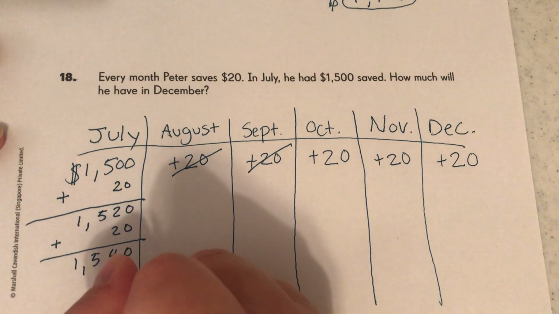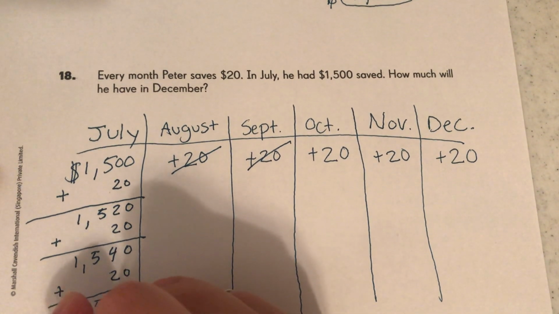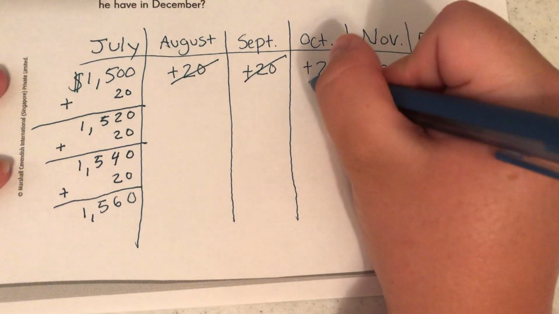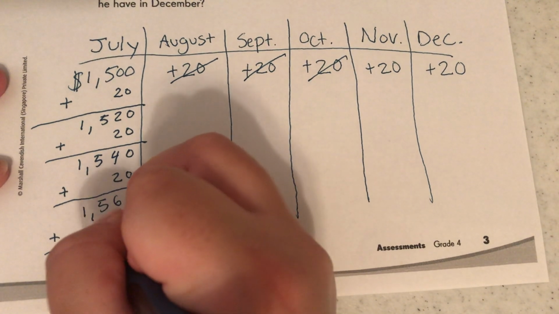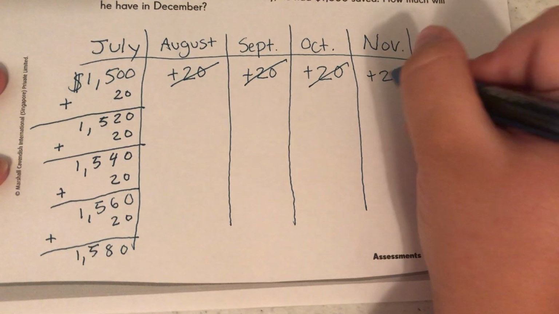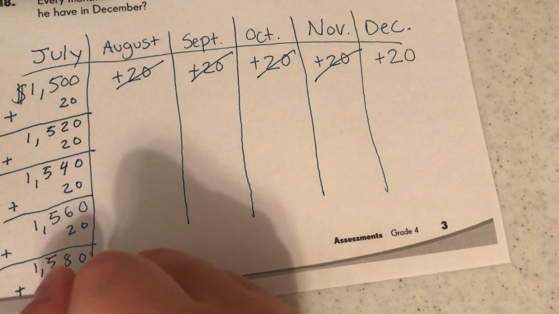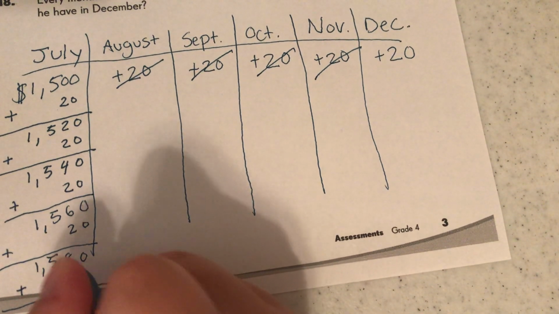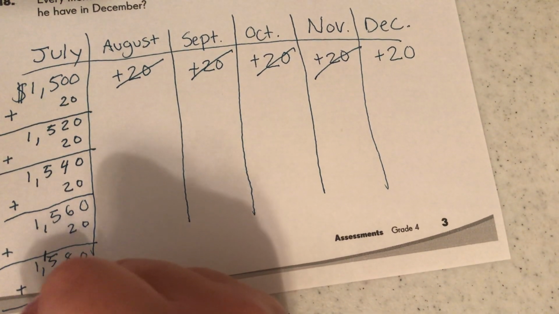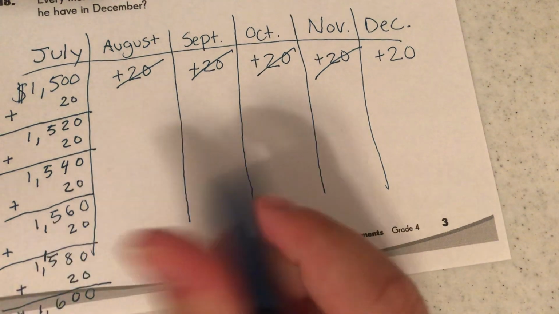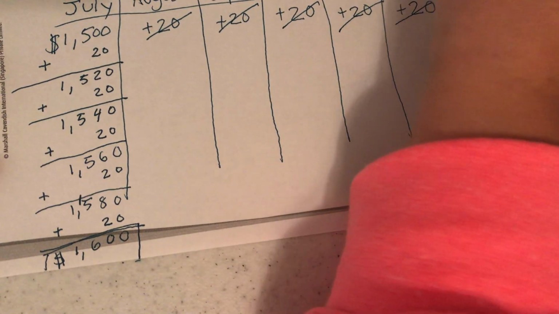October's $20 would take him to $1,560. November's $20 would take us to $1,580. And December's $20 would take us to 8 plus 2 is 10. 5 plus 1 is 6. December's $20 would take us to $1,600.